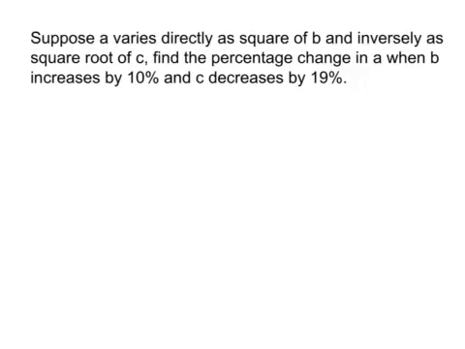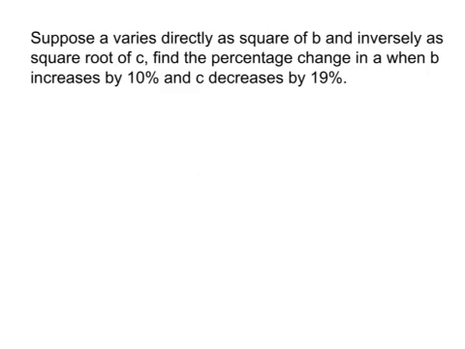Okay, so here's an example that deals with joint variation and kind of like a type 2 example where we talk about when we're being asked for a percentage change in a quantity. Now suppose A varies directly as the square of B and inversely as the square root of C. Now we want to find the percentage change in A when B goes up by 10% and C goes down by 90%.